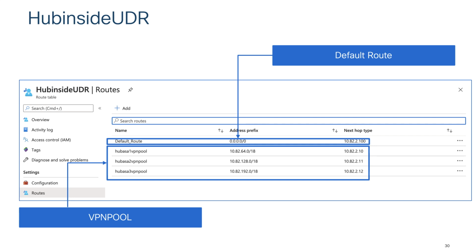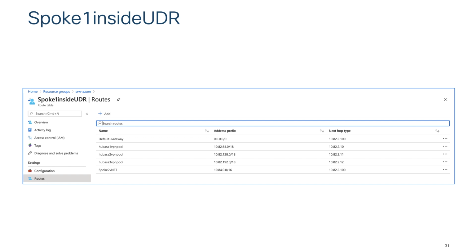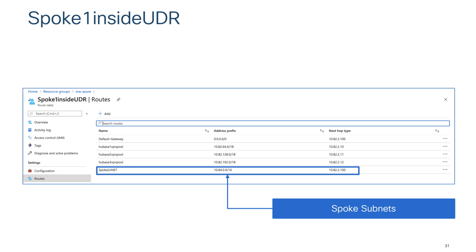So if you have 3 firewalls, it is going to be load balanced. Now this UDR is attached to the inside subnet. The same kind of UDR is there on spoke 1 as well, but the routes are a little bit different. I have another route for 10.84.0.0/16, that is my spoke 2. So in the spoke 1 UDR, I have a route for the spoke 2 network as well, and that also points to the internal load balancer, which is there in the data center. So that east-west traffic between two VNets will also cross the firewall.